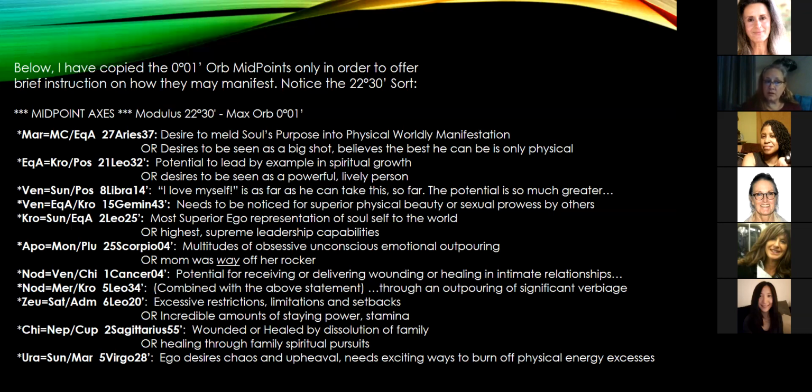Kronos, Sun, equatorial ascendant: most superior ego representation of the soul self to the world, or highest supreme leadership capabilities. This is a really good way of reading this, with that extra Leo being in the first decade of Leo as well, would quadruple that effect, I would say.